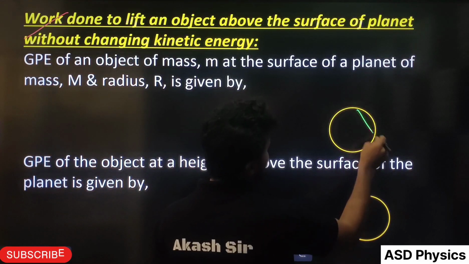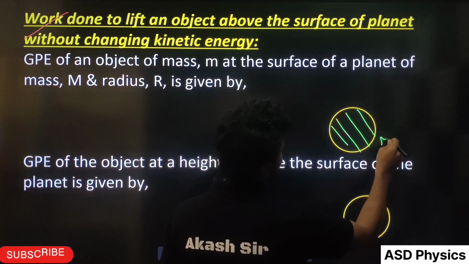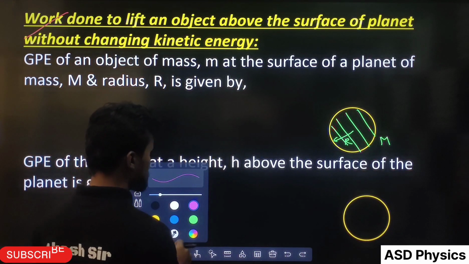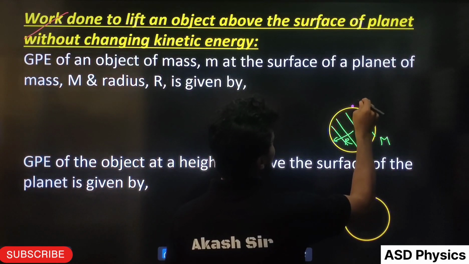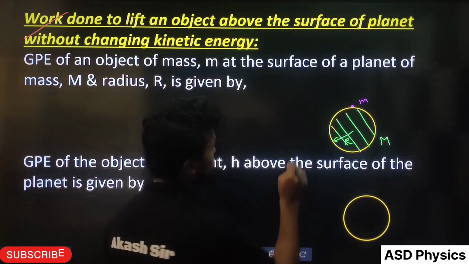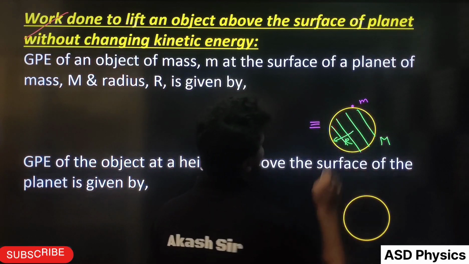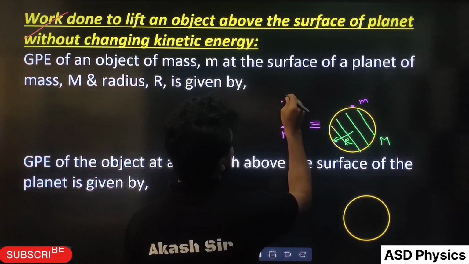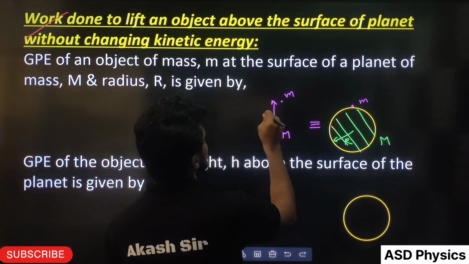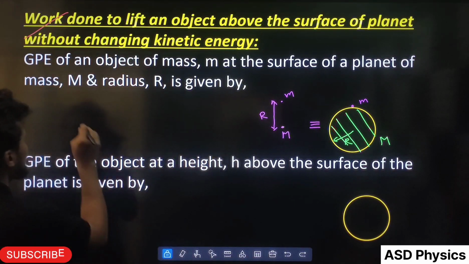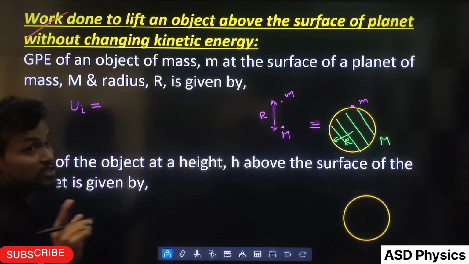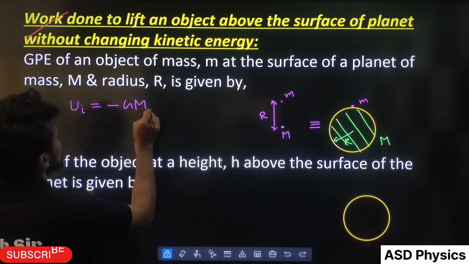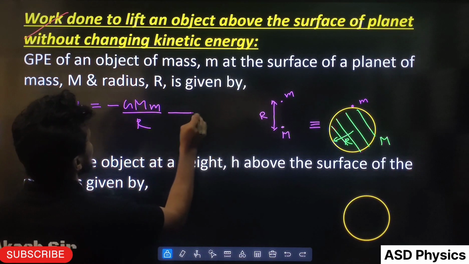So here I have taken my planet, with mass M, and the radius of the planet is R. After that, students, here I have taken one point mass, small m, at the surface. Now, as the point mass is on the surface, the total mass of the planet can be considered concentrated at the center. Here is small m, and this distance is capital R. That means in this situation, the initial potential energy of this system is given by the formula minus G capital M small m by R.